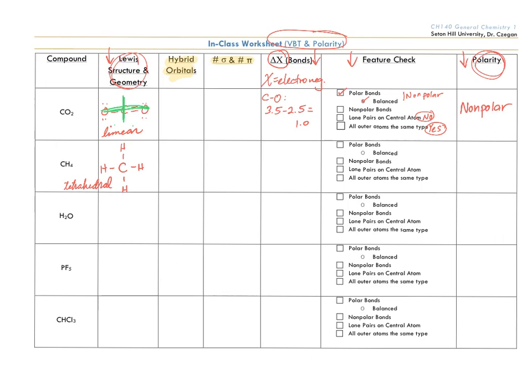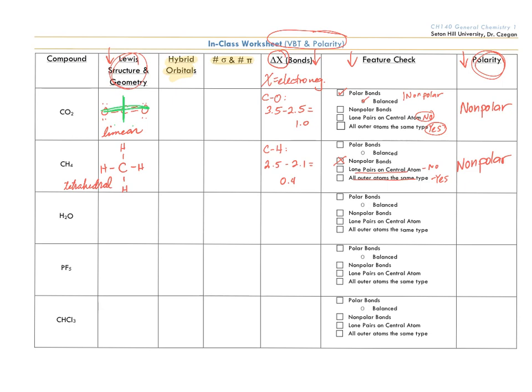Okay, delta chi between carbon and hydrogen. Carbon is 2.5, hydrogen's 2.1. So that means there are not polar bonds. We only have non-polar bonds. There's no lone pairs on the central atom, and all outer atoms are the same type. So there's a few reasons here why this molecule is going to be non-polar. Back to that same line of thought, no lone pairs on the central atom, all outer atoms the same type.